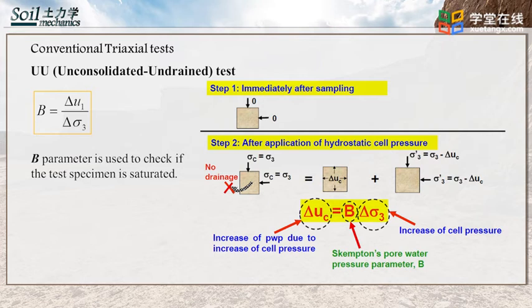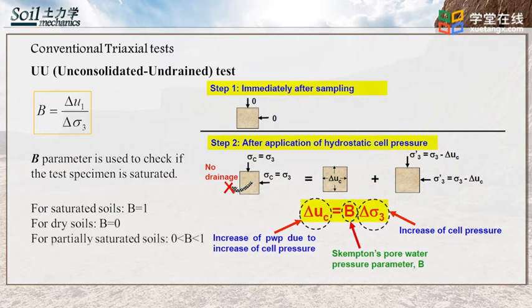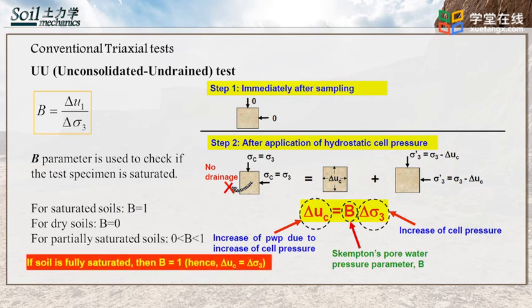It is used to check if the specimen is saturated. For saturated soils, B equals 1. For dry soils, B equals 0. For partially saturated soil, B is greater than 0 and smaller than 1. So, for saturated soils, the applied cell pressure equals excess pore water pressure in step 2.